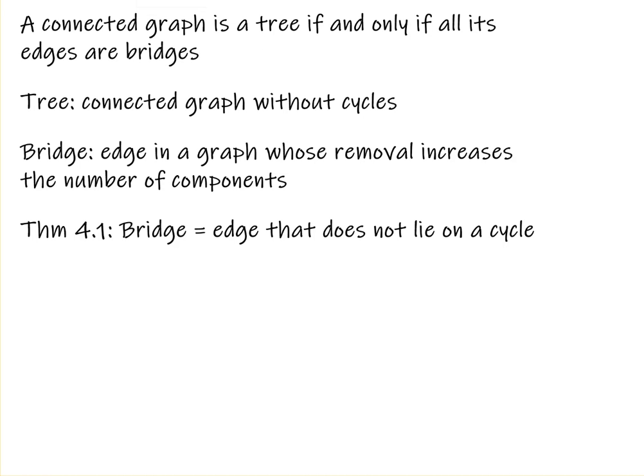So here are the ingredients that we're going to use to prove this statement. We're looking at the definitions. So a tree is a connected graph without cycles. A bridge in a graph is an edge whose removal increases the number of components. So here we're talking about connected graphs. So that means if we remove a bridge, then afterwards we have more than one component. Actually, we have two components. It's disconnected afterwards.